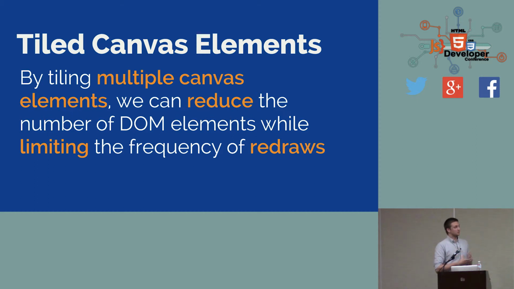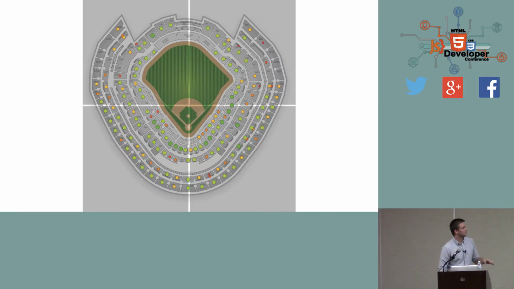And so what this lets us do is balance these two things. We reduce the number of DOM elements, not as much as a single canvas element, but there'll still only be a handful on the screen that the browser has to move around. But it also lets us really drop down the frequency at which we have to redraw things. So that looks something a little bit like this.